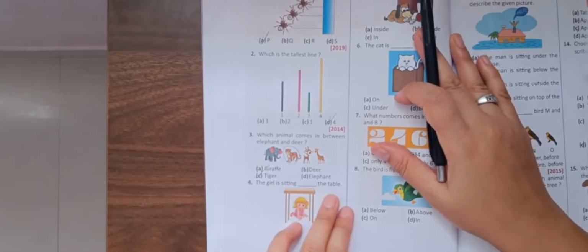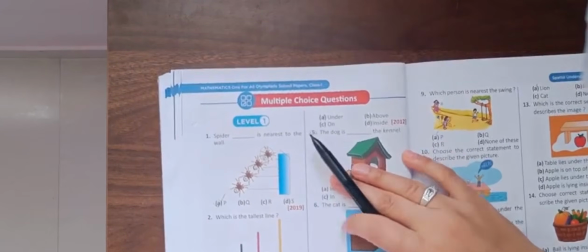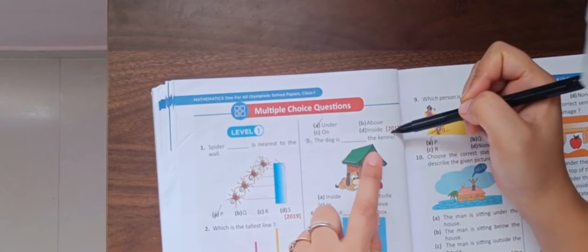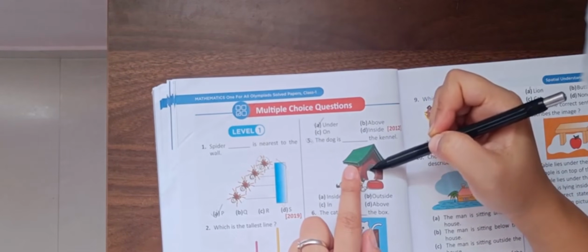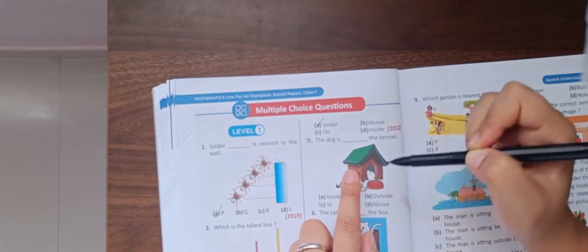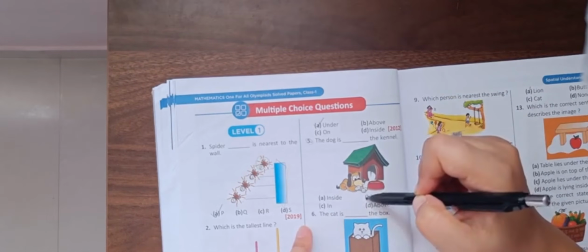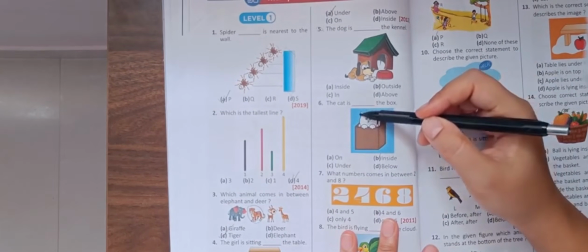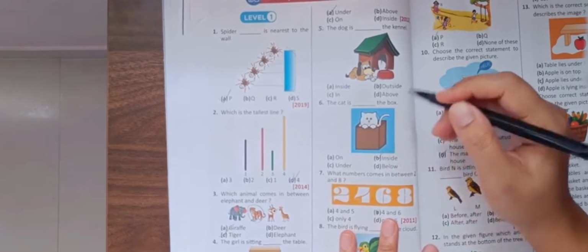The girl is sitting under the table. The dog is outside the kennel. If it is in here, then we say inside, but right now it is outside the kennel. The cat is inside the box.